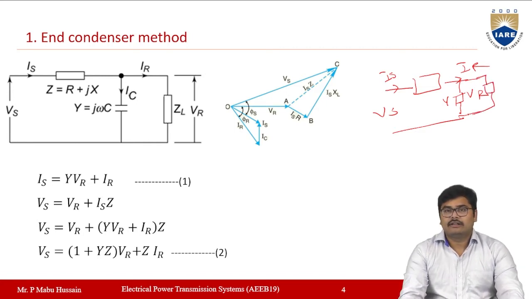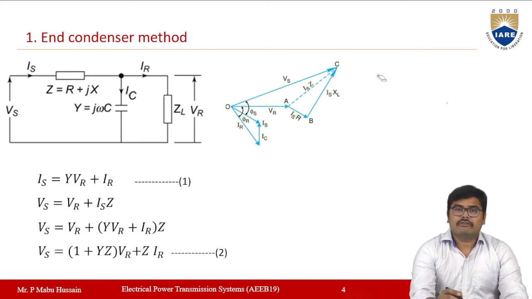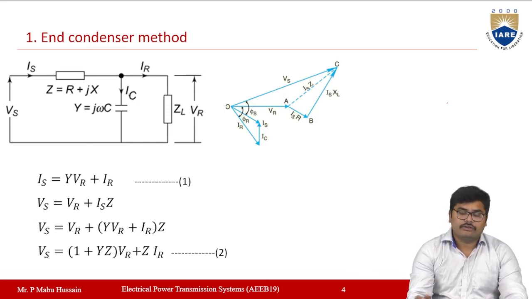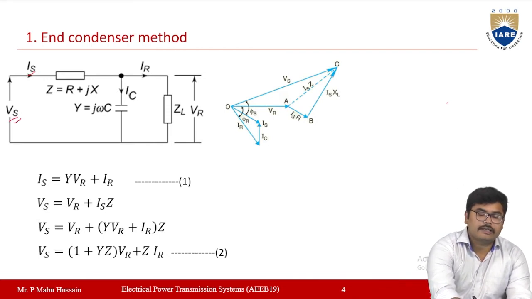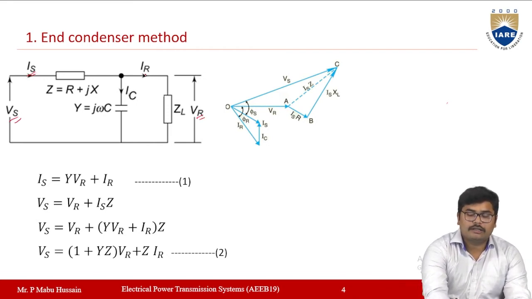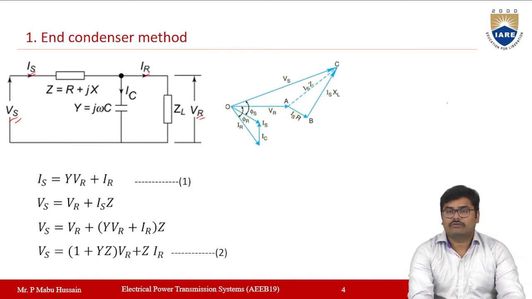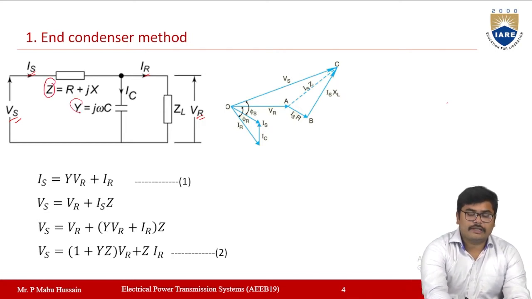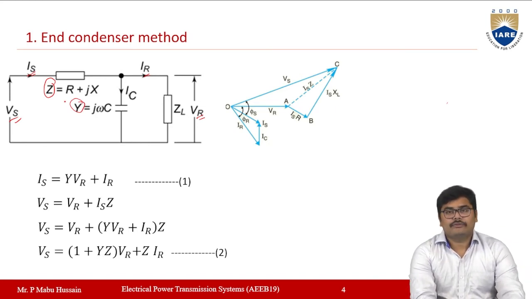In the end condenser method, the total capacitance of the medium transmission line is represented at the end of the transmission line, near the load. This is the equivalent circuit for the medium transmission line. Using the end condenser method, you have sending end voltage Vs and sending end current Is, and receiving end voltage Vr and receiving end current Ir. Here you have the transmission line impedance Z, and then Y, the admittance of the total capacitance, which is kept at the end of the transmission line.